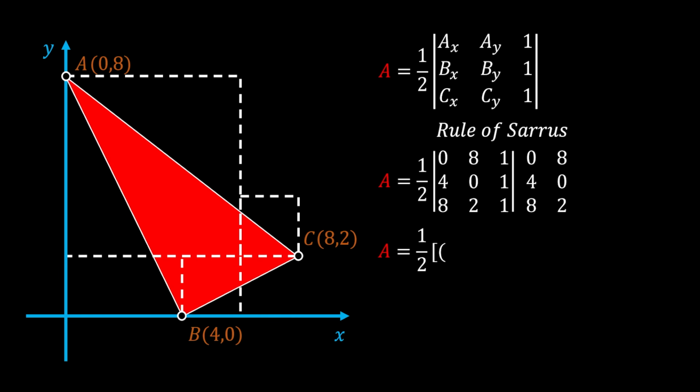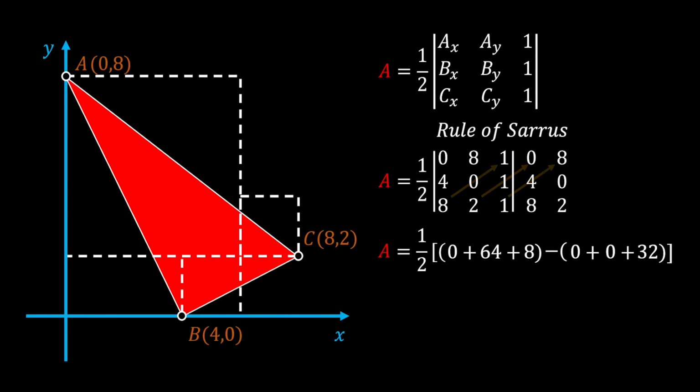First we are going to add all the products of the down-right diagonal. So that is 0 times 0 times 1, which is equal to 0, plus 8 times 1 times 8, which is equal to 64, and 1 times 4 times 2, which is equal to 8. Now we are going to subtract this from the sum of the products of the up-right diagonals. In this case that is 8 times 0 times 1, which is equal to 0, plus 2 times 1 times 0, which is equal to 0, and plus 1 times 4 times 8, which is equal to 32.